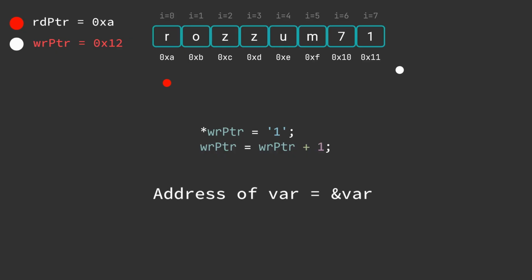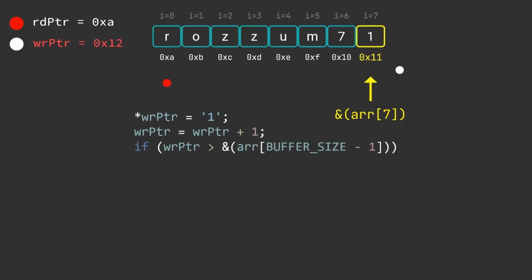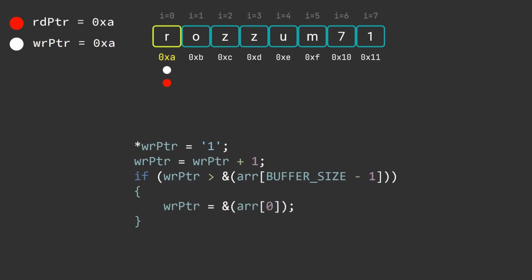In C, we can get the address of any variable by using the ampersand prefix. So the address of the last element of the array would be ampersand array index 7. So after increasing the right pointer by 1, we check if it is larger than the address of the last element in the array. If so, we set right pointer to store the address of the first element in the array, ampersand array index 0, effectively moving it back to the start.